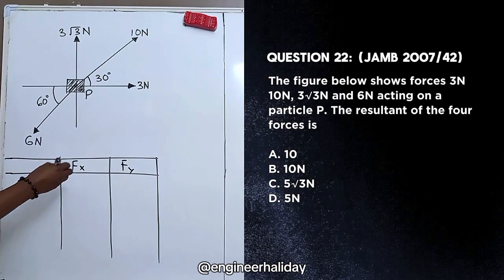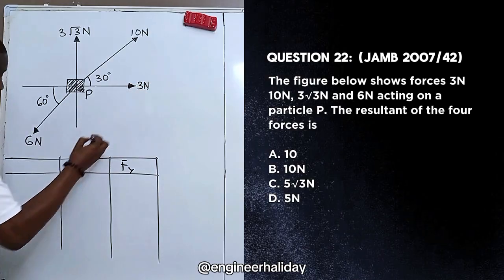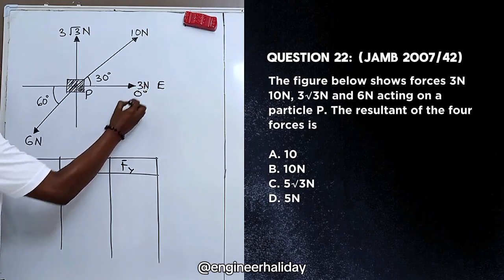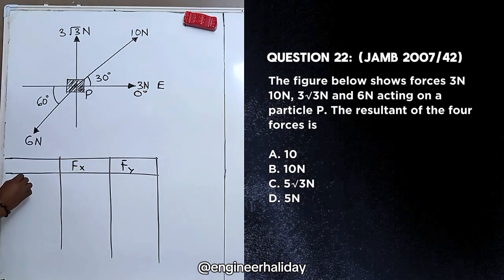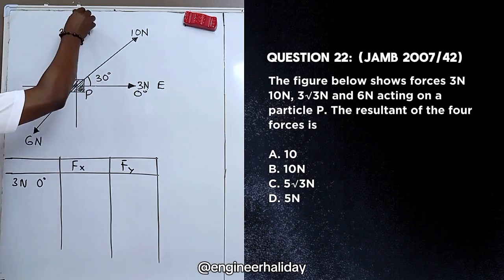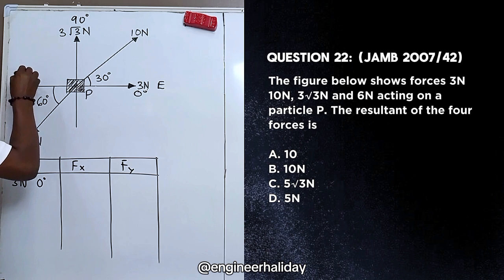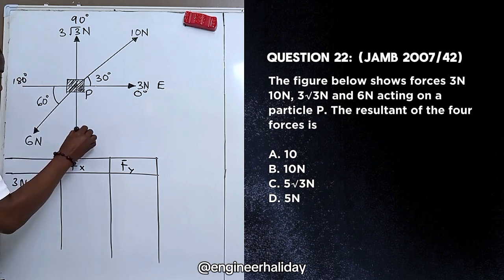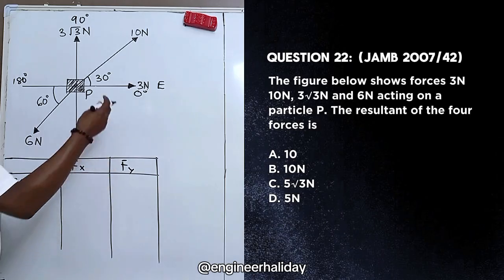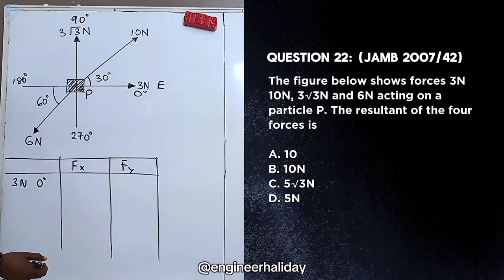Now, don't forget that if you resolve this, this one is already in the east direction, which is 0 degrees. So 3 Newton, 0 degree is on the east, because here is 90, here is 180 (west), south is 270, while east back is 360. Cos 0 and cos 360 are the same thing. You can confirm with your calculator. So let me call them vectors.